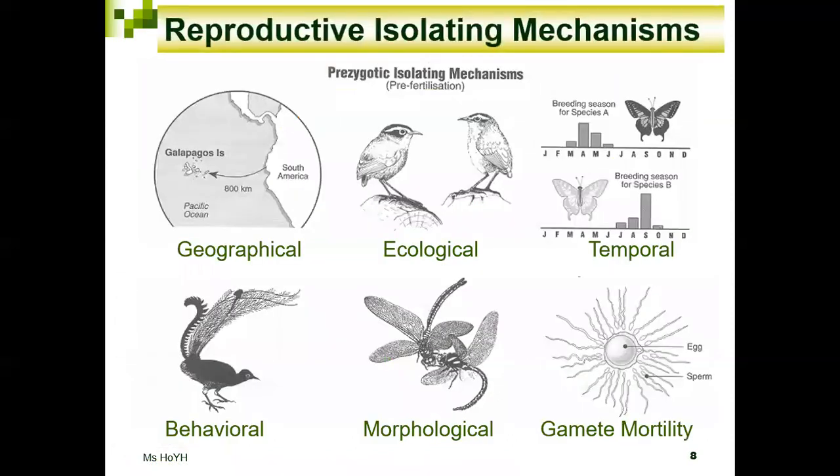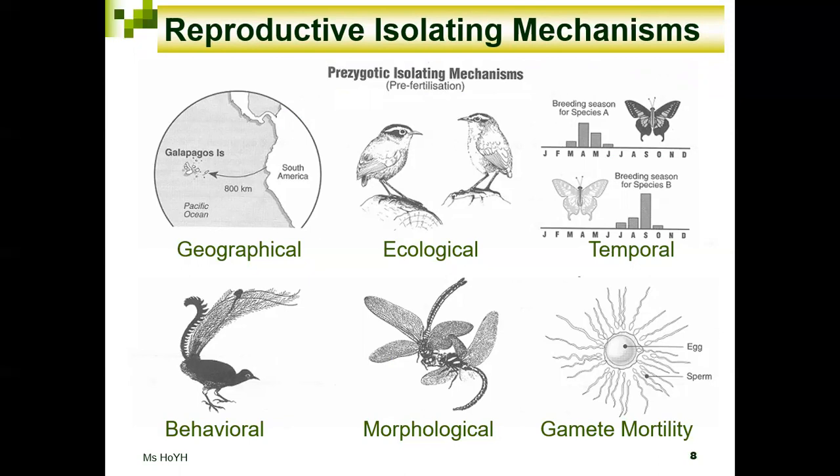It's easier to understand. All these examples are prezygotic isolating mechanisms. The two organisms are prevented from interbreeding because, number one, geographical isolation. One in the east, one in the west. Number two, ecological. Ecological means what? Two of you in the same place, but one person is always in the library, the other always in the classroom. They never meet. Understand?